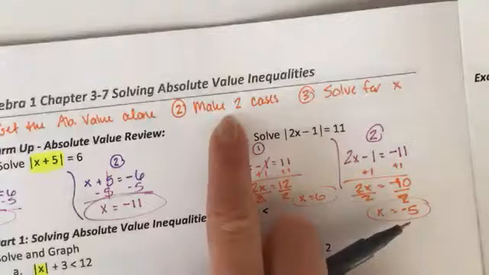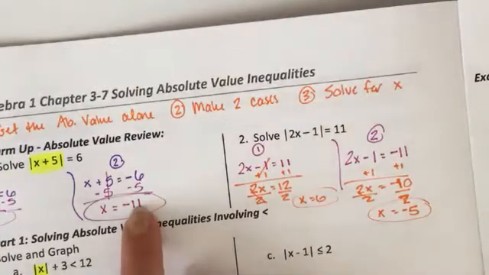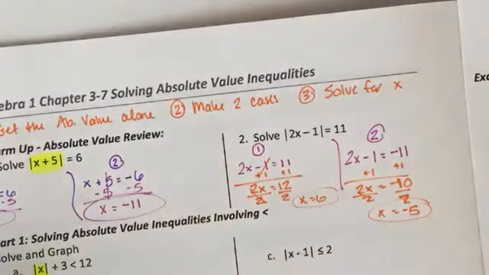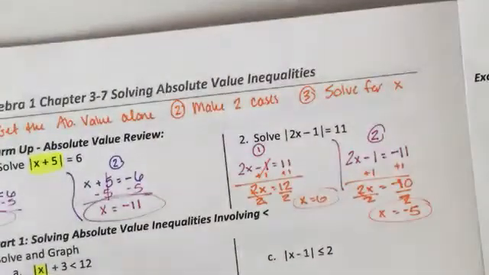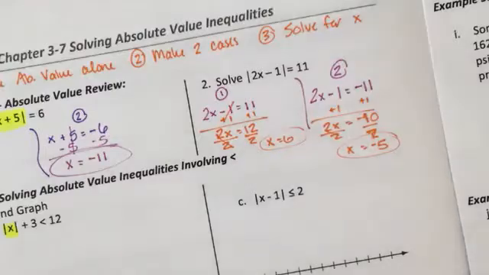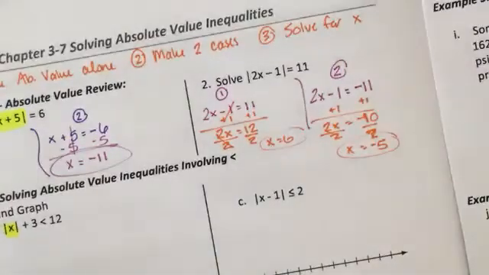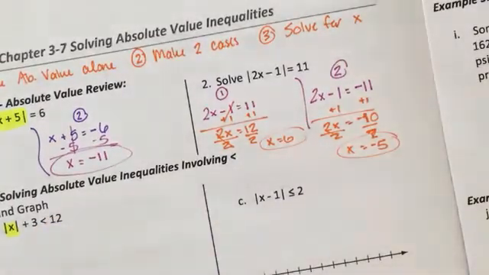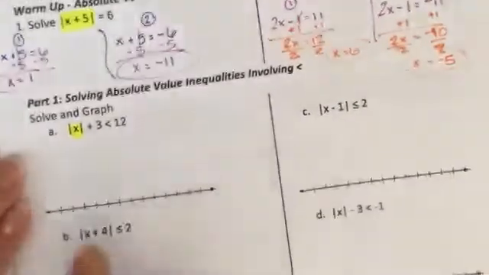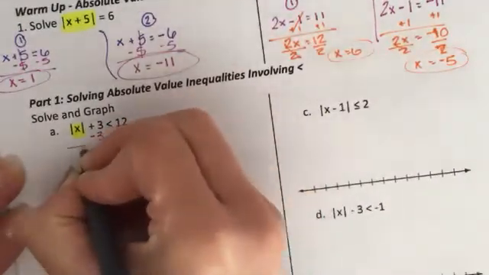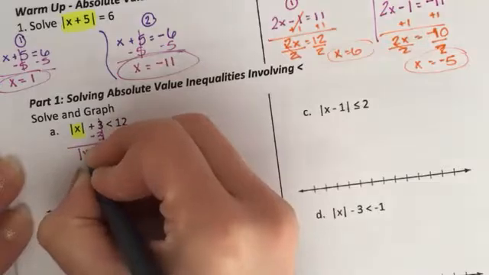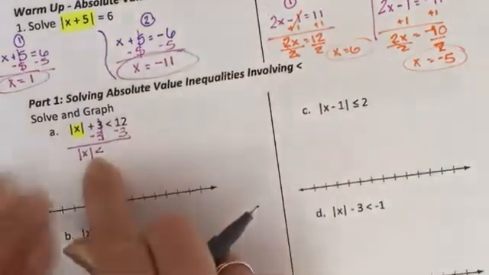Okay, so what's going to happen when we do these, same rules, but when we make two cases, we have to make it a negative and also change the sign to a positive. Actually, I should say you just do the opposite sign and then you have to flip your inequality symbol. Okay, so the first step is to get the absolute value alone. So in this case, I would subtract 3. And I'm doing this before I make my two cases. Make sure I bring down my inequality symbol.